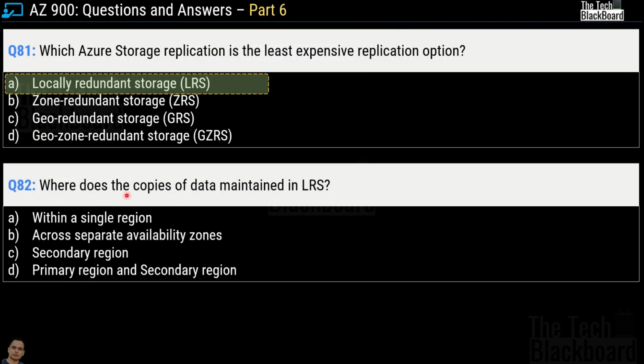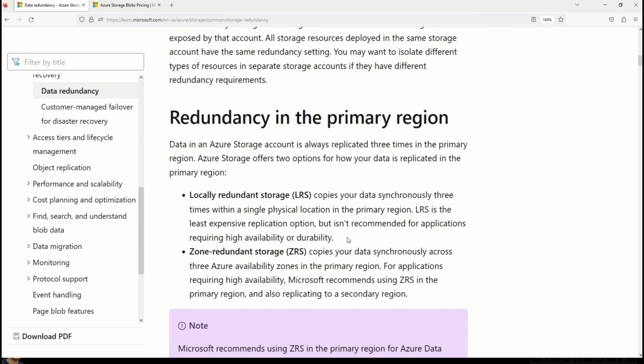It says, where do the copies of data maintain in LRS? Is it within a single region or across separate availability zones? The third option is secondary region, and the fourth option is primary region and the secondary region. The correct answer for this question is option A, within a single region. And we can validate question number 82 as well in the same paragraph. It says LRS copies your data synchronously 3 times within a single physical location.